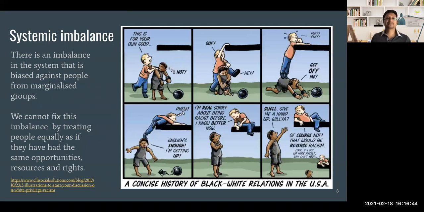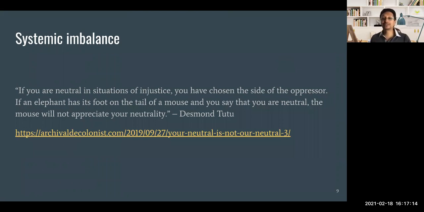And when I talk about systemic imbalance, this is the cartoon illustration that I think just clarifies it for me. When you have a systemic imbalance and you try and treat people equally from now on, you're assuming that they have the same opportunities, resources, and rights, and that's really not the case. When it's systemic, even if you're neutral, in situations of injustice, you've chosen the side of the oppressor.